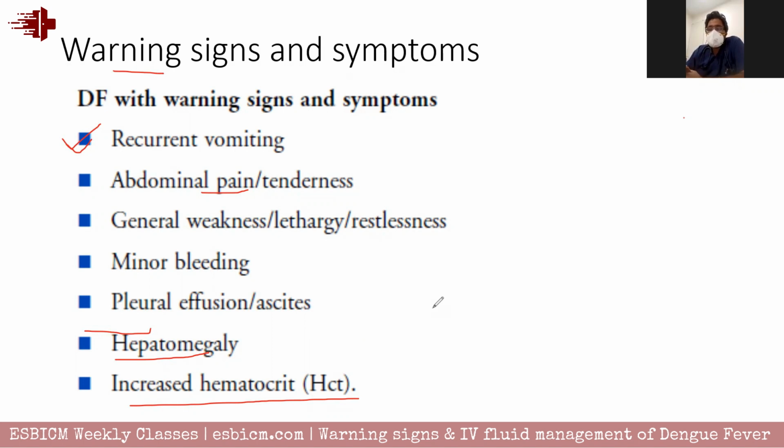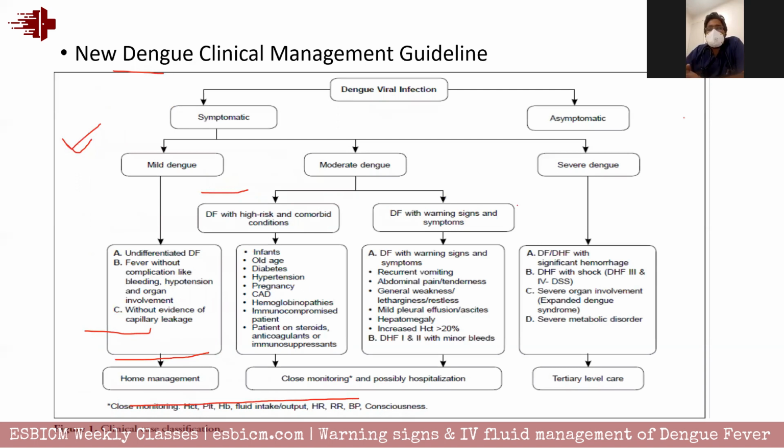One more thing is any bleeding manifestation. These are all the signs and symptoms that we will consider as warning signs and symptoms, which should alert us for the patient's admission or other types of treatment. Now, how to categorize the patient: newer guidelines have come. If the dengue viral infection is symptomatic, we divide the patients into mild dengue, moderate dengue, and severe dengue.